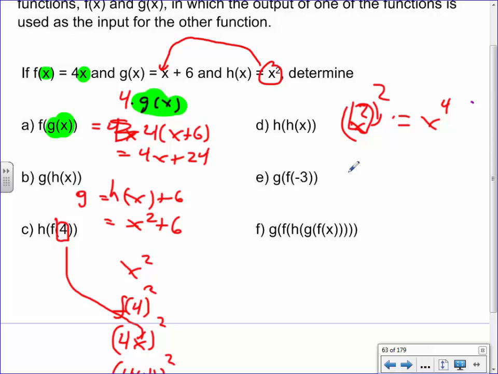Or this one right here. This one was supposed to be x plus 6. But we're going to make it f of x, which is actually, this bit here is now 4x. But then the minus 3 means we'll actually make x minus 3.